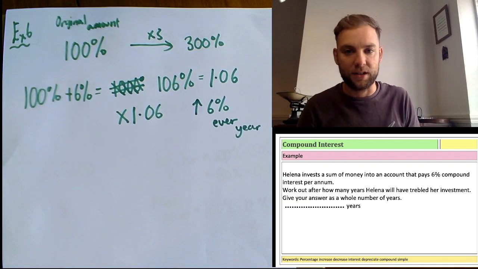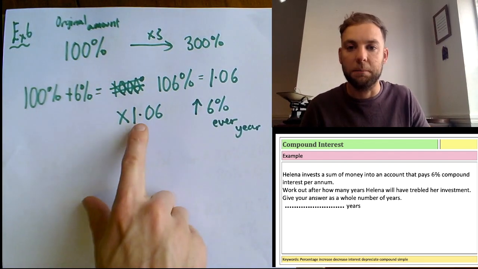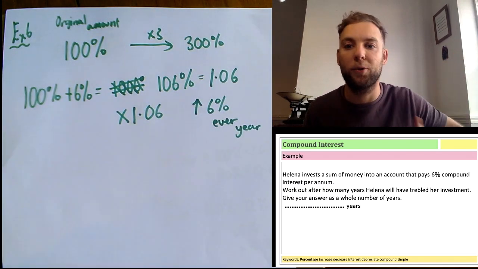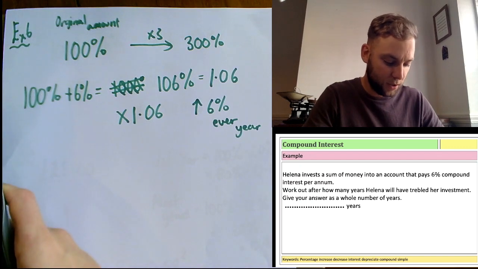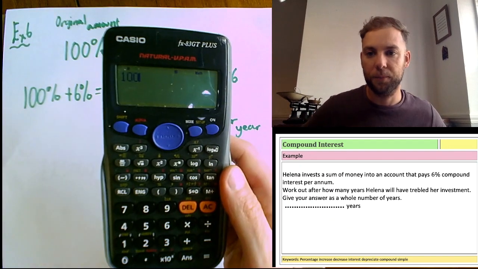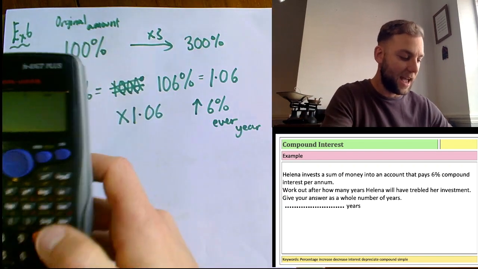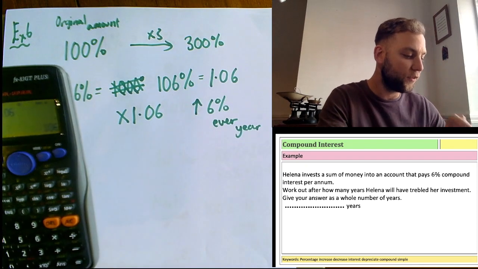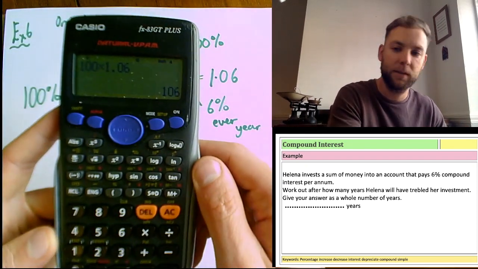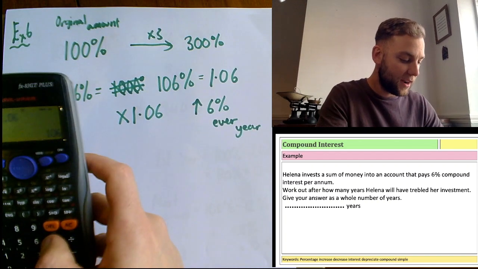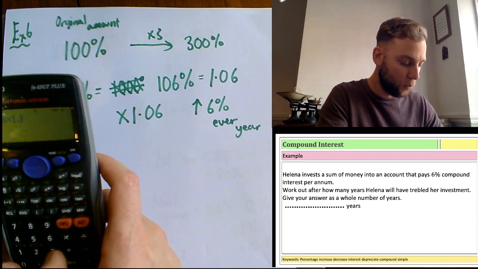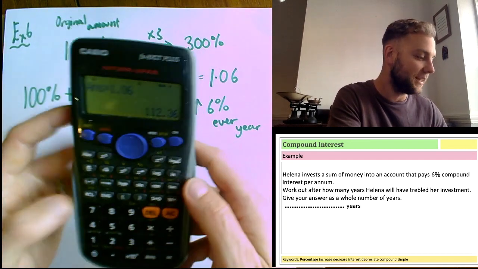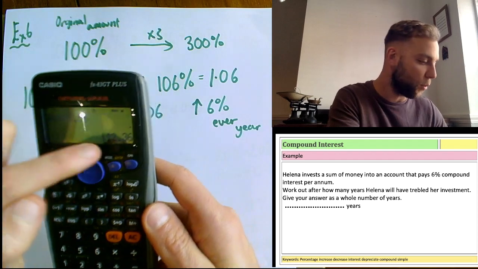So the next thing I need to do is to figure out how many times I need to multiply this by to get it over 300%, because that's going to treble my investment. So what I do is I start with 100 in here, like so. Okay? And then I'm going to times by 1.06 and press equal. So after the first year, it's going to be 106%. Okay? So that's after 1 year. And then I'm going to times by 1.06 again. So I press it, that's going to give me my second year, which is 112.36.